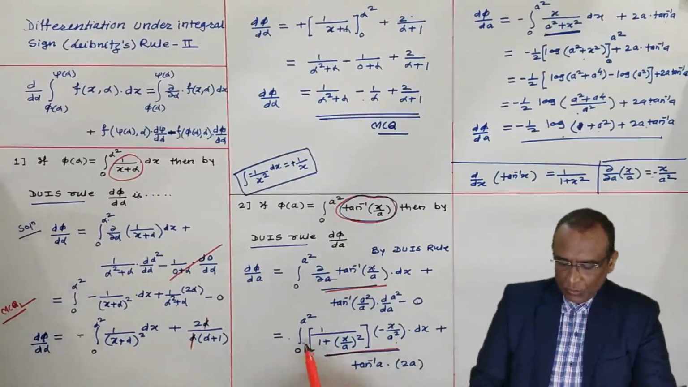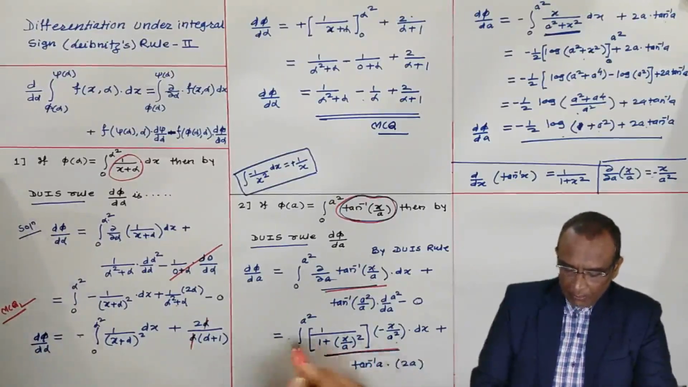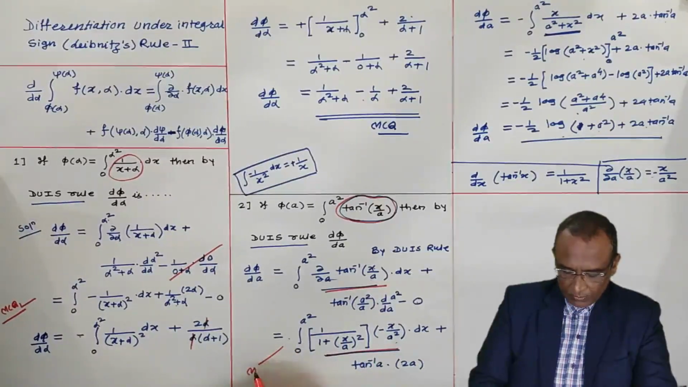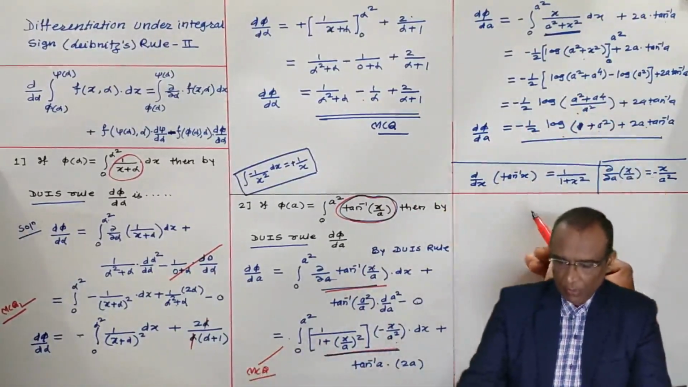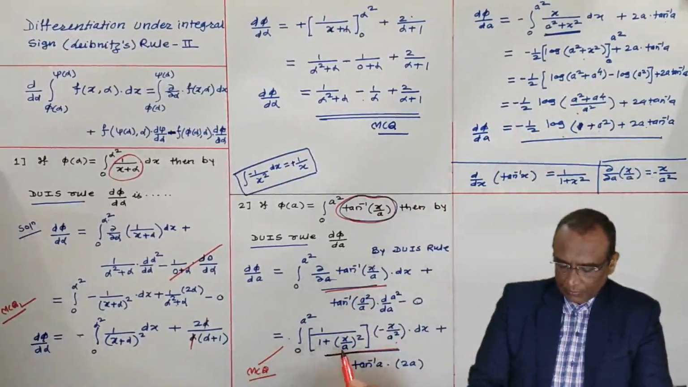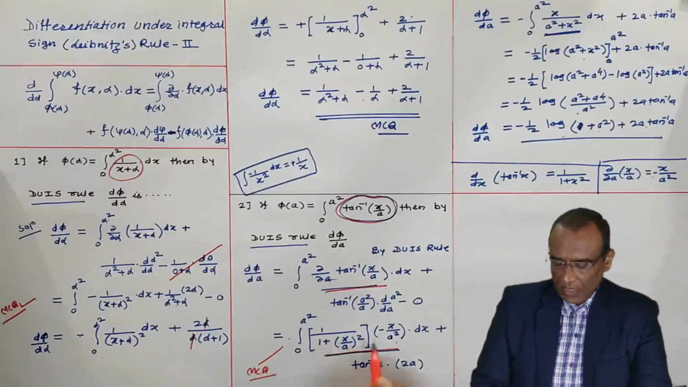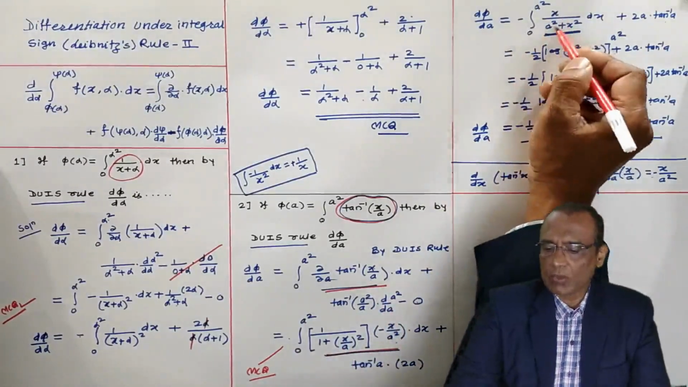Now it remains to evaluate this integral. So this part may be asked as an MCQ, and the more simplified part may be asked as an MCQ. Now, here a square is the LCM. If you take a square as the LCM, this a square and a square in the denominator will get cancelled. What will remain? Minus x by a square plus x square.